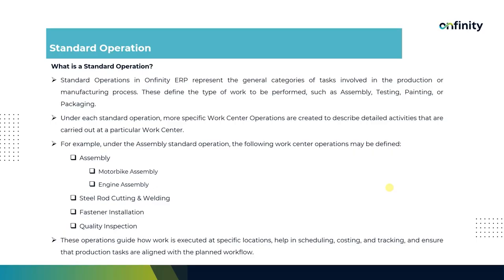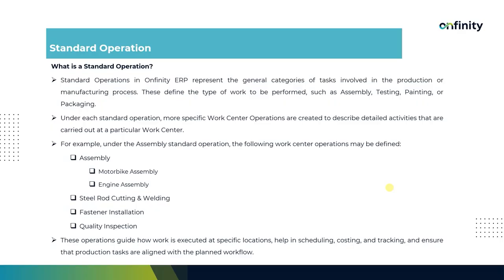Let's understand what a standard operation is. Standard operations in Onfinity ERP represent the general categories of tasks involved in the production or manufacturing process. These define the type of work to be performed, such as assembly, testing, painting, or packaging. Under each standard operation, more specific work center operations are created to describe detailed activities that are carried out at a particular work center. Assembly, steel rod cutting and welding, fastener installation, and quality inspections are standard operations.